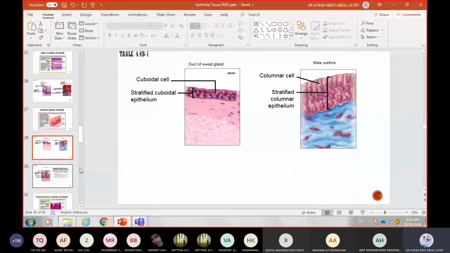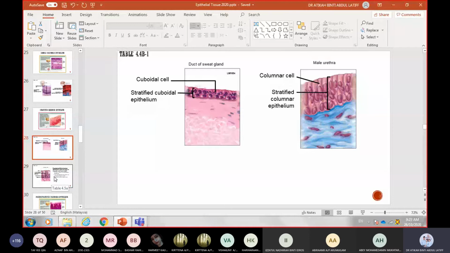So next would be cuboidal shaped epithelium, mainly in your glands. For example, here in your sweat glands, you can see the cuboidal shaped epithelium, but here is stratified, more than one cell layer. You have 2 or 3 cell layer thickness, so you call it stratified cuboidal epithelium. This is found in the duct of the sweat gland. In the male urethra also you have stratified columnar, so more tall shape, which is columnar shaped epithelium, more than one cell thickness, so you call it stratified columnar epithelium.